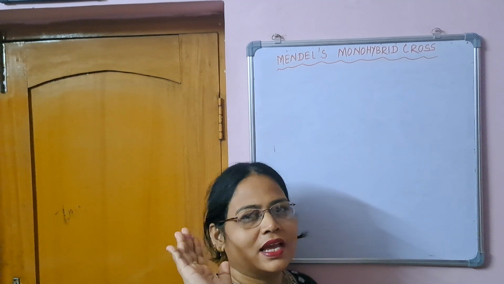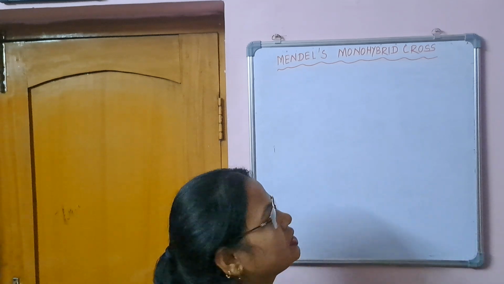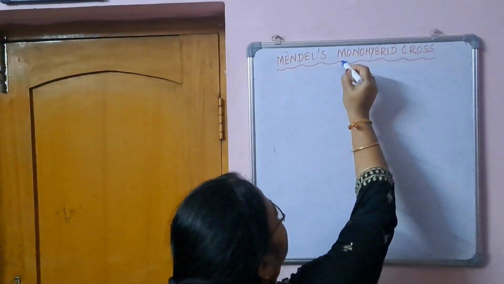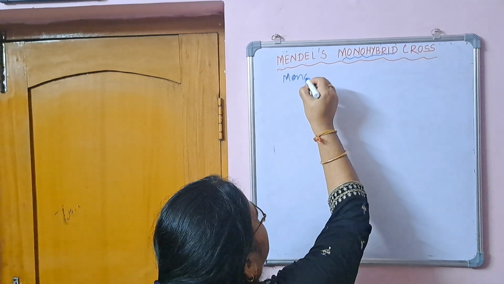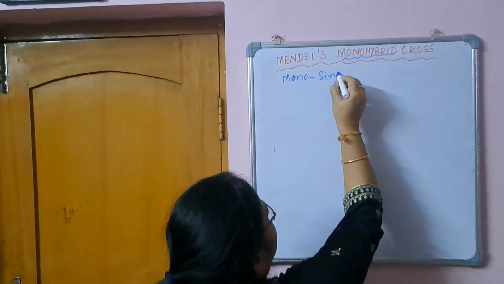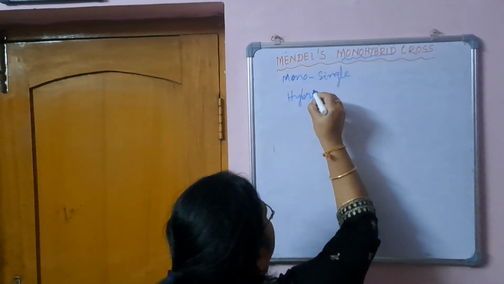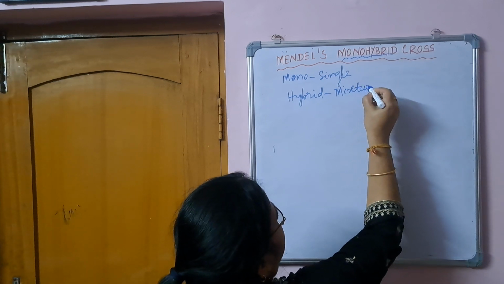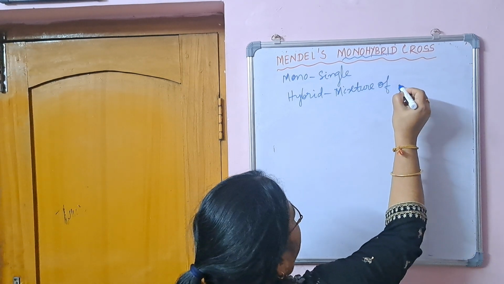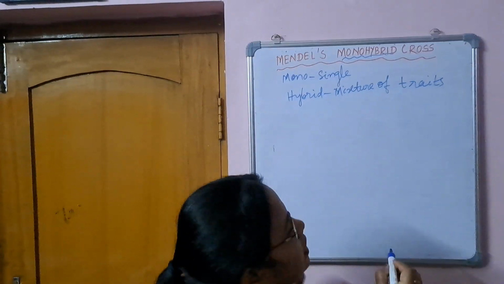Hello, hi. Today I will be talking about Mendel's monohybrid cross. Now, what does monohybrid mean? Mono means single, hybrid means mixture of characters. Mixture of traits or characters.